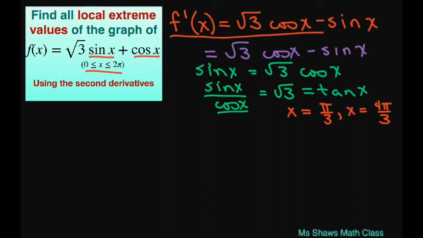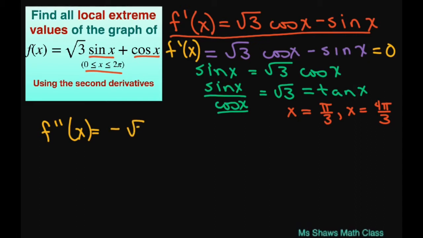Now, this is our first derivative right here. So now let's take the second derivative to see if we can find the min and max values. So this was our first derivative, and we had set this to 0. When you take the second derivative, the derivative of cosine is negative sine, so it's going to be negative square root of 3 sine of x. And the derivative of sine is cosine, so minus cosine of x. Now, to find your min and max, we're going to evaluate our second derivative at x is pi divided by 3 and x is 4 pi divided by 3.